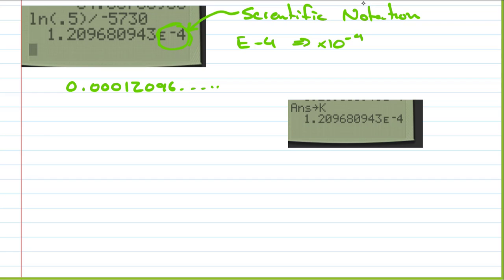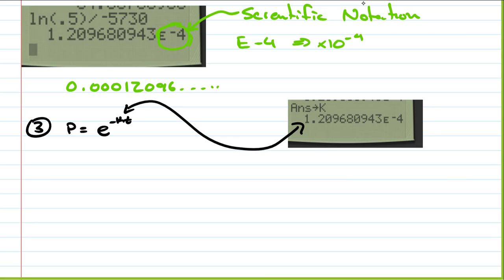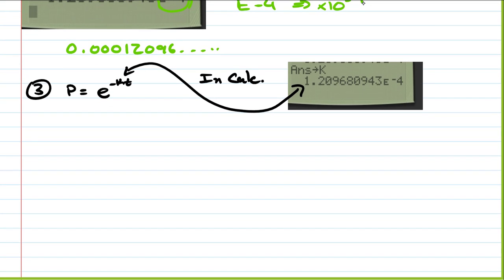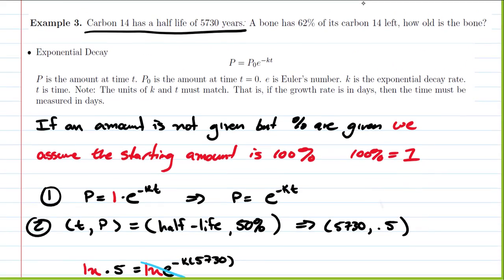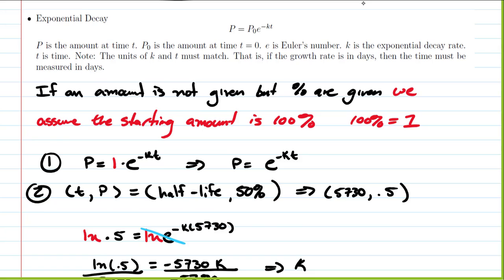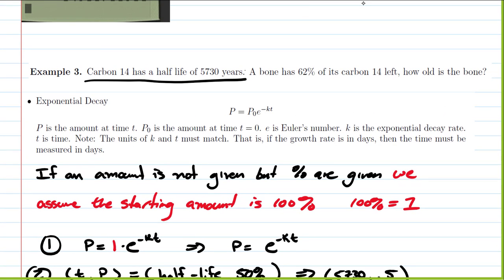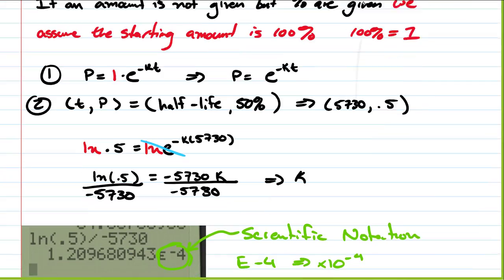So step 3 is I have P equals e to the negative kt, and my k is in my calculator. So once again, we don't want to round or use some rounded value of k. It will cause problems. Step 4 is now we want to answer our question. Well, we were asked, how old is the bone if it has 62% of its carbon-14 left?